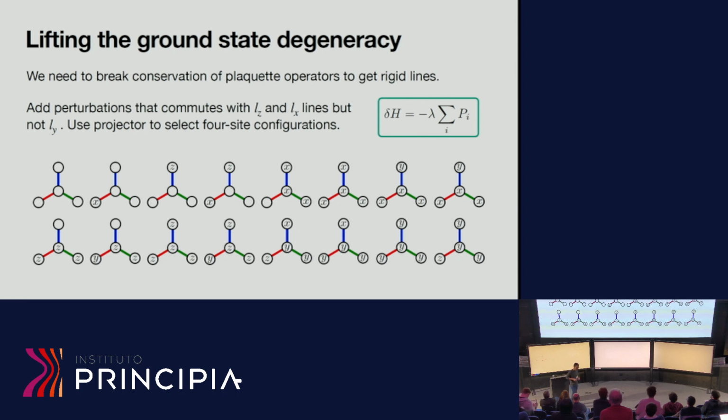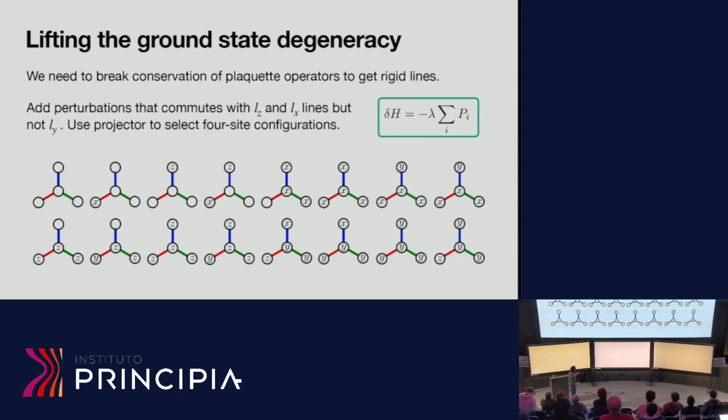I'm kind of stepping away from experimental reality because we're going to need some four-site interactions, which I don't know how to realize with Rydberg atoms, which only have two-body interactions. But basically, one way to construct this perturbation is to select the configurations that commute with these rigid lines that we want to keep as conserved quantities, but not with the plaquette operators anymore. So you draw everything that is possible, starting from this empty state, if you take lines running along Z and X directions. So these are all of them.